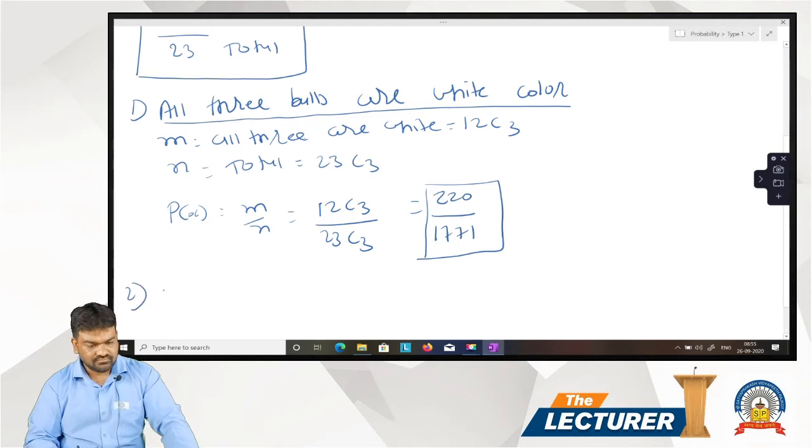Second, one of each color ball, એટલે કે દરેક કલરનો એક બોલ સિલેક્ટ થાય.